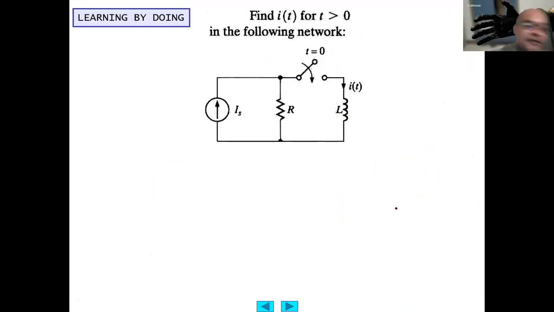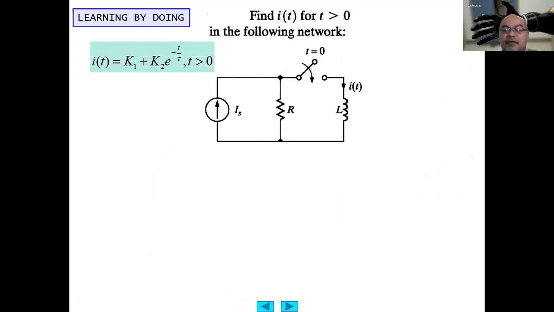Okay, let's do some example now. Find the current i(t) for t larger than 0 in the following network. Now the resistor is put in parallel with the inductance, and the switch is turned on between the resistor and inductance at t equals 0. They are connected to a constant current source Is. First, what we want to find is i_L, the current flowing through the inductance L. This is the basic solution: it equals K1 plus K2 exponent minus t over tau for t larger than 0.